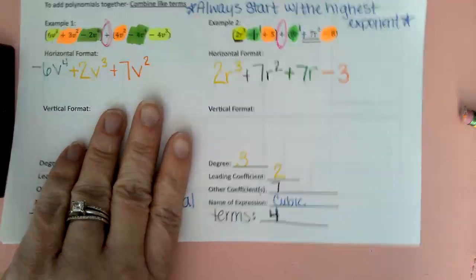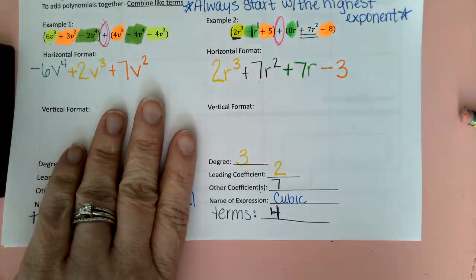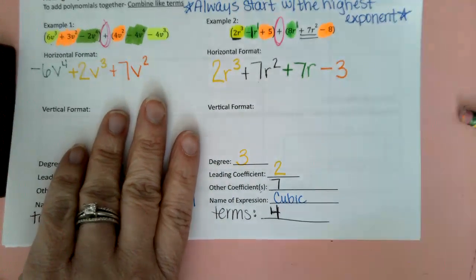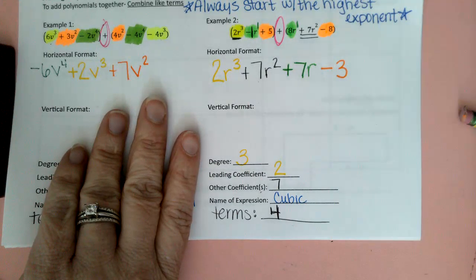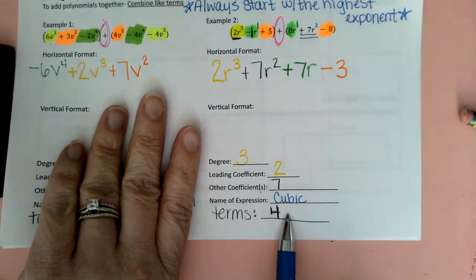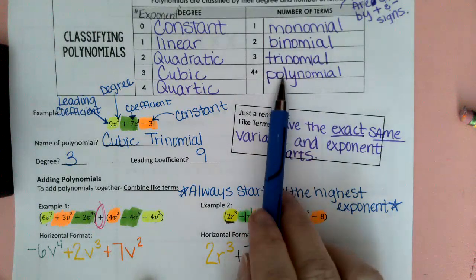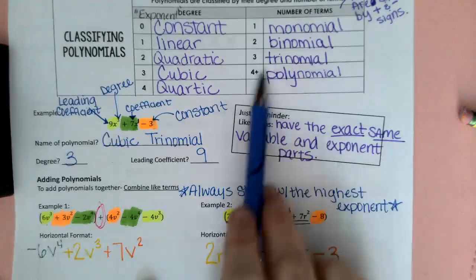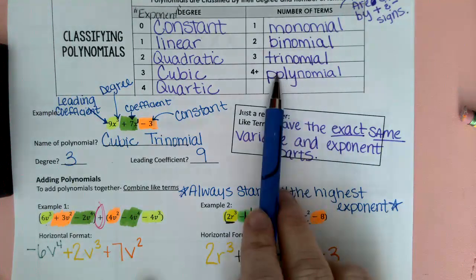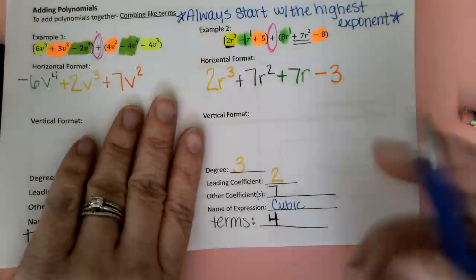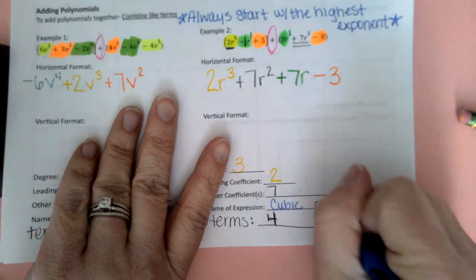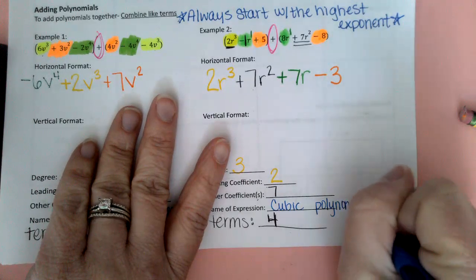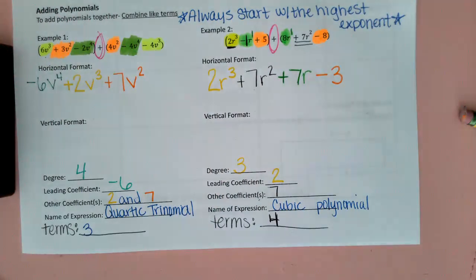Now, sometimes they just ask you to classify it according to the degree. Other times, your paper will ask you to classify it according to the number of terms. So how many terms did it have? You told me there was 4. So looking up here, how many terms are there? 4. And what's the name of that? Polynomial. Because remember, polynomial means many terms. So its complete specific name is cubic polynomial.